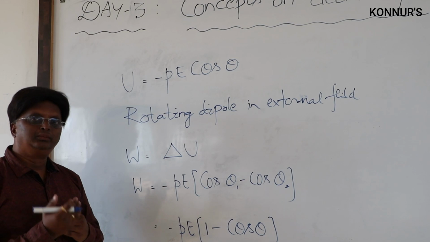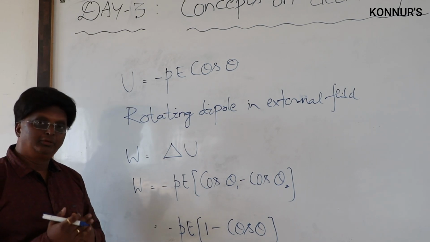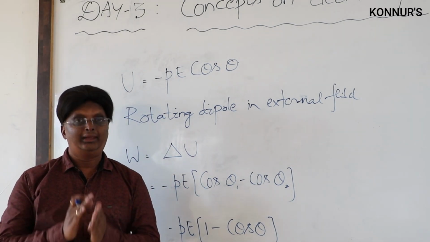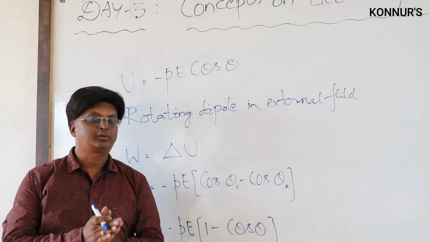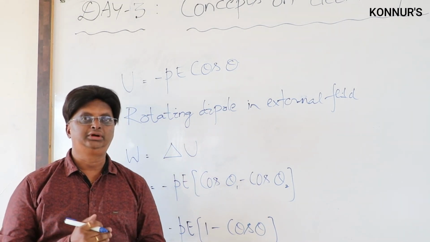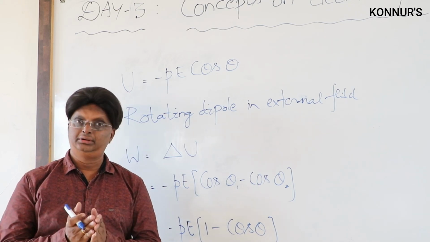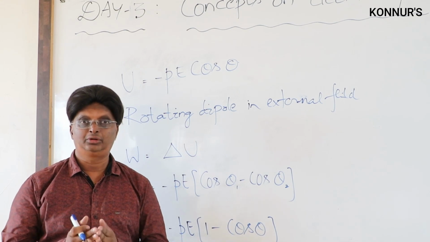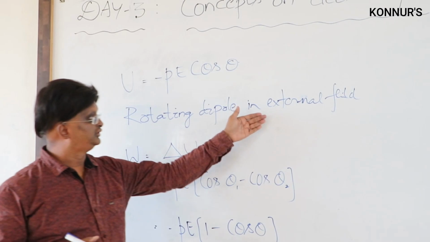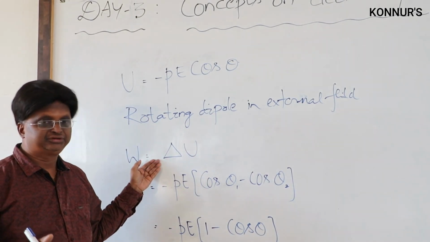Now, one more example in the case of electric dipole is a dipole placed in an external electric field, and then it is turned, rotated against the torque. So the keyword is dipole in external field and turned against torque. Alright. So for the dipole rotated in external field, work is to be done because it is against torque.